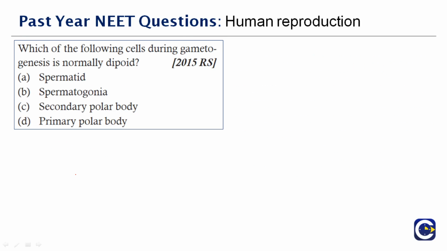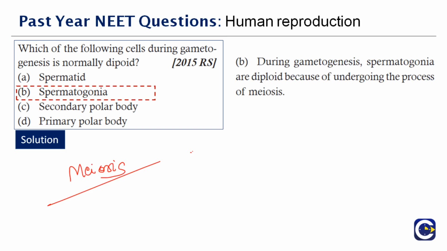Next question here. Which of the following cells during gametogenesis is normally diploid? Di means two. During gametogenesis, which is diploid, which has two? So during gametogenesis, it is the spermatogonia which is diploid because of the undergoing process of meiosis. That is why it is diploid. Therefore, the right answer is option B.